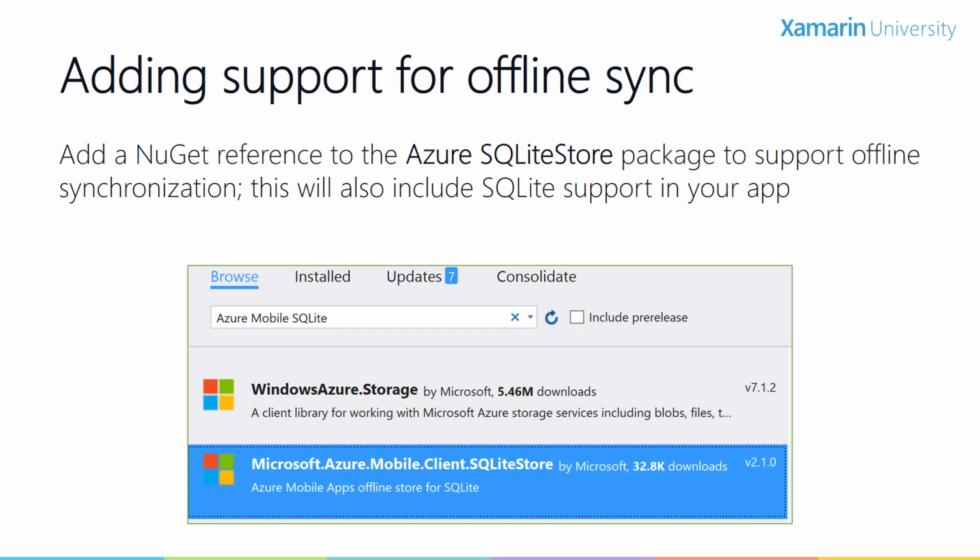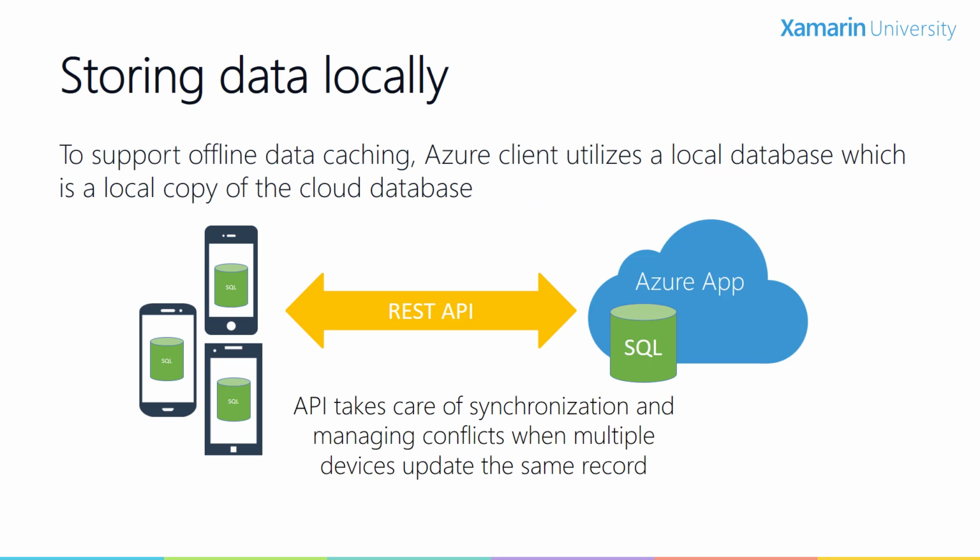Now what this means is we're going to need another NuGet package. So we'll get the SQLite Store NuGet package, which is also part of our Microsoft Azure mobile client client library there. So we'll add that NuGet package. And that then will mean we can have a SQLite database on each of our mobile devices, or a SQLite database as part of our mobile app.